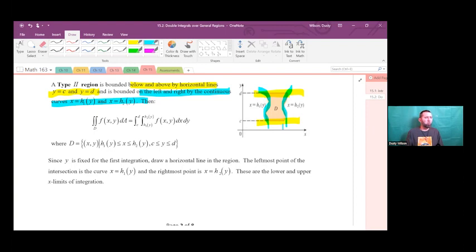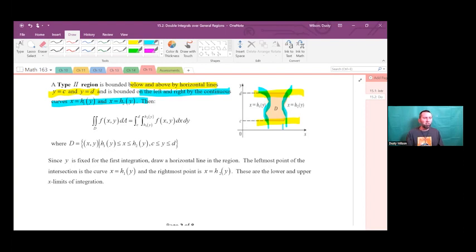So then the double integral across the region D of f of xy dA, and again, this is a double integral without any built-in method for calculating, can be written as the iterated integral. Now we do have a method. It's the double integral from c to d of the integral from h1 of y to h2 of y of f of xy dx dy, where D equals the set of all xy such that h1 of y is less than or equal to x is less than or equal to h2 of y, and c is less than or equal to y is less than or equal to d.